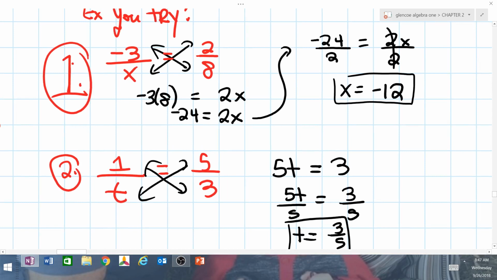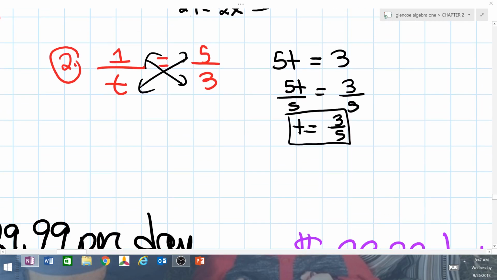Negative 3 over x equals 2 over 8. Cross multiply: negative 3 times 8 is negative 24 equals x times 2 is 2x. Negative 24 divided by 2 equals a negative 12. Remember, divide each side of the equation by negative 2. Y'all with me? Yes.